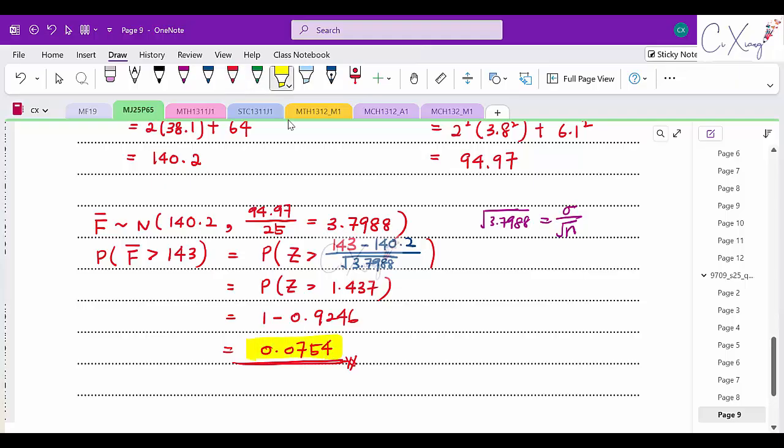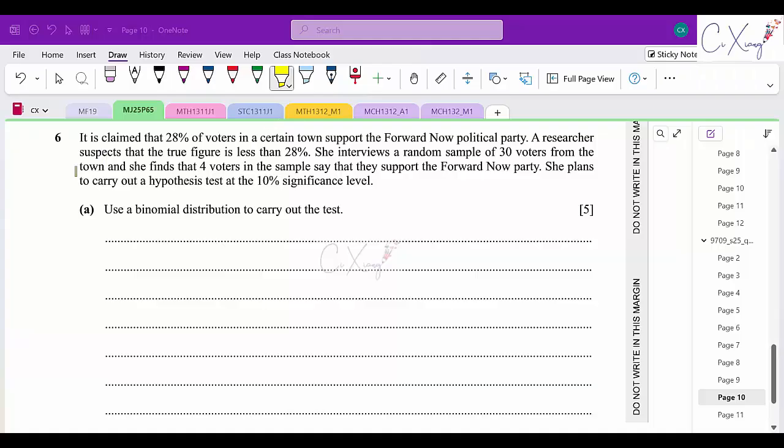Right, so this is how we solve question number 5. Question number 6. It is claimed that 28% of the voters in a certain town support the political party. A researcher suspects that the true figure is less than 28%. Highlight the keyword less than. It will be a keyword to help you set up the alternative hypothesis later.